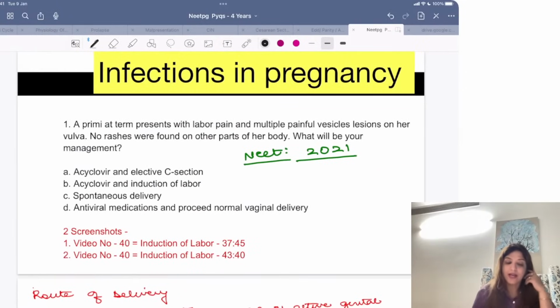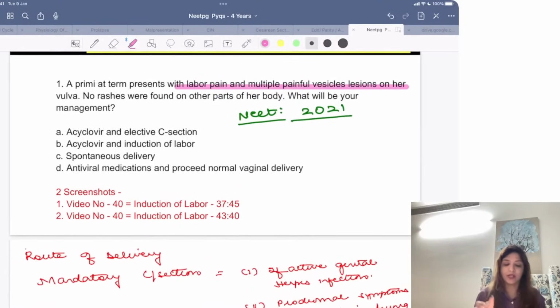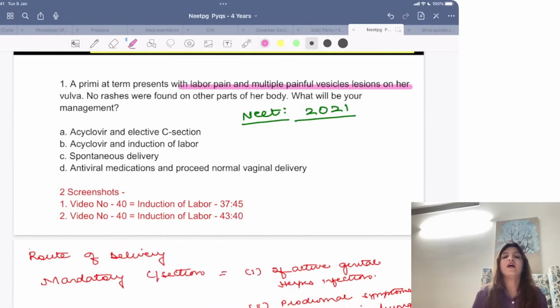Infections in pregnancy. Now, a question came in NEET 2021, and that was: a primipara at term presents with labor pain and multiple painful vesicles on the vulva. No rashes were found on other parts of her body. What will be your management? So first tell me, what infection are you thinking the mother is having? She is having genital herpes infection.